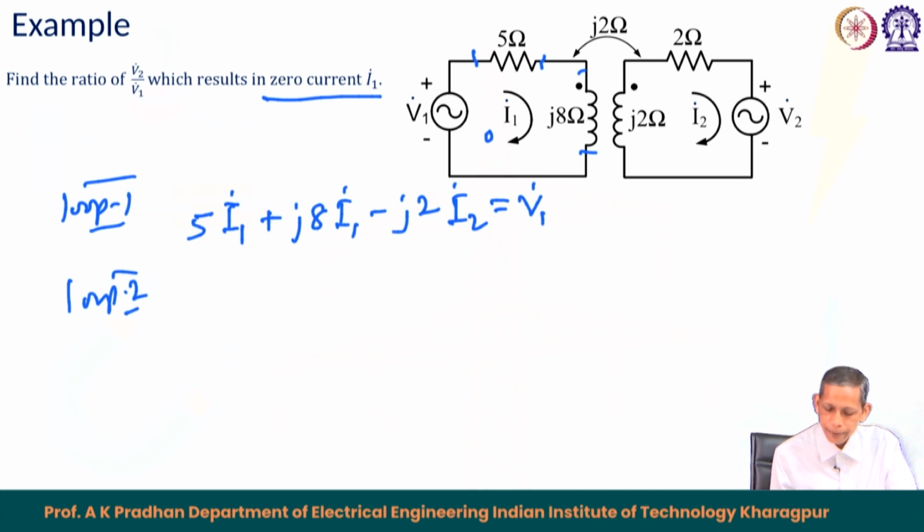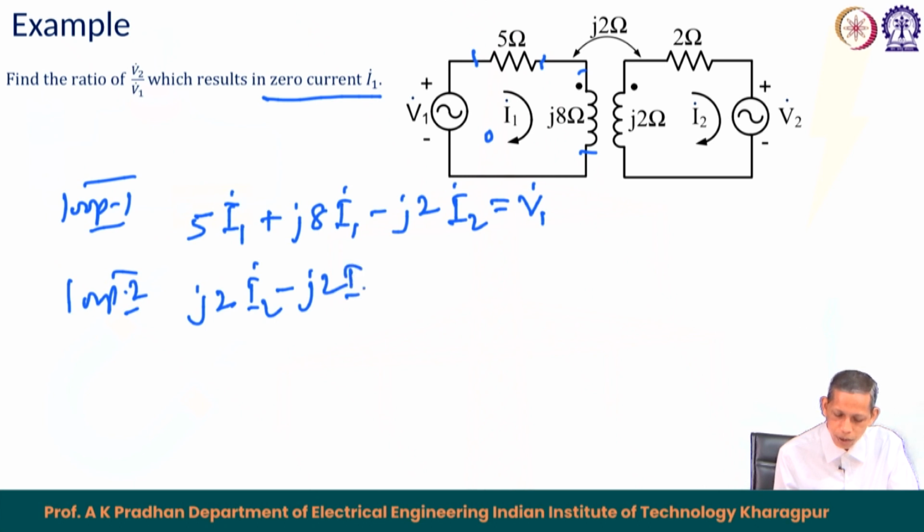So, in loop 2 we have a similar arrangement, j2 ohm and 2 ohm. In this case I can start with the j2 self part, which will be j2 times I2, and then j2 has a mutual component. For the mutual component, I2 is leaving and I1 is entering, so that will result in minus j2, the mutual part, into I1. Then in the 2 ohm we have 2 times I2, and that equals minus V2.